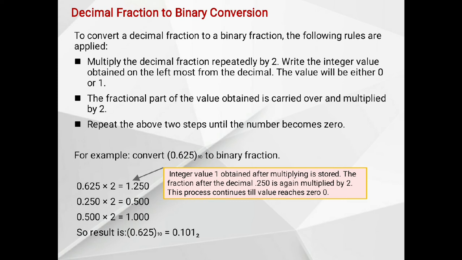So now the number has changed from 0.625 to 0.00. Okay, so there you stop the process. When the number reaches 0, then you stop the process. So the result is 0.625 is equal to 0.101. That is the binary equivalent for that particular decimal number.